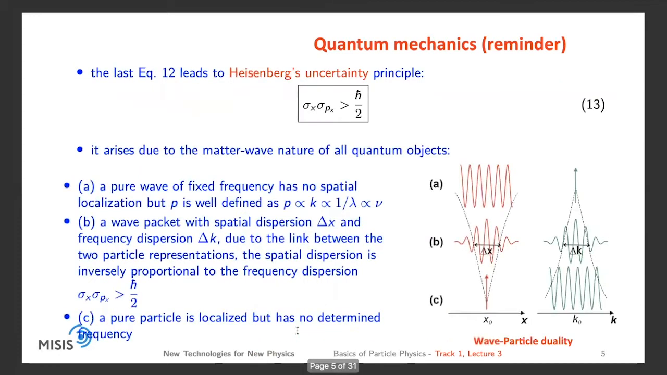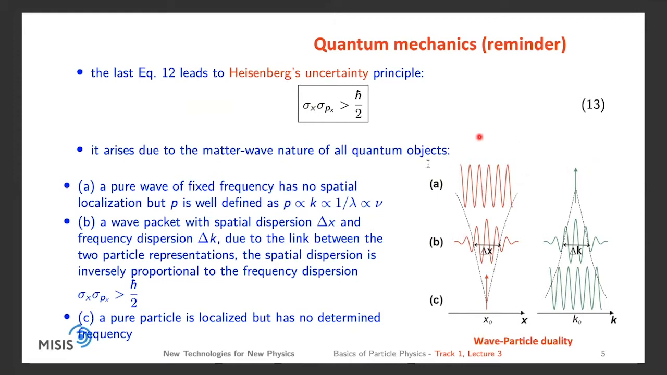It basically leads to the Heisenberg uncertainty principle, which you know says that the uncertainty of measuring the coordinate times the uncertainty of measuring the momentum should be greater than h/2. And this uncertainty arises due to the matter wave nature of all quantum objects.